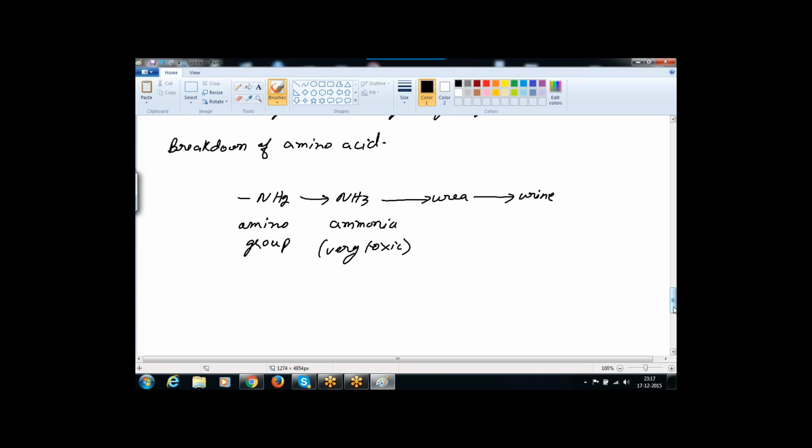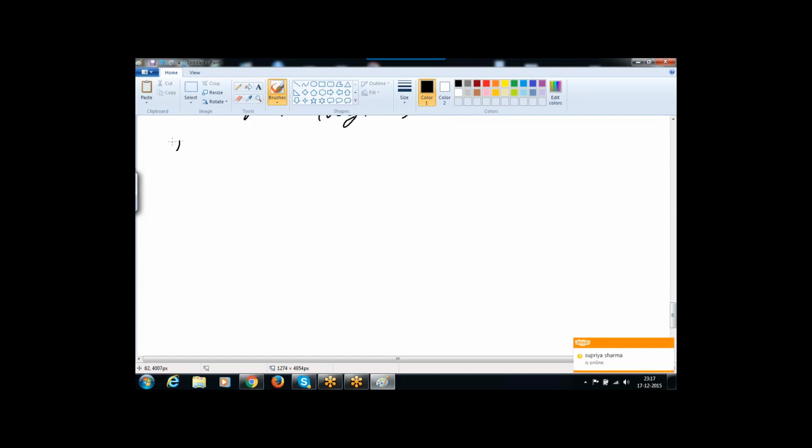Amino acids undergo transamination. Transamination means transfer of amino group from one amino acid to the other. How that happens, let me show you the picture.